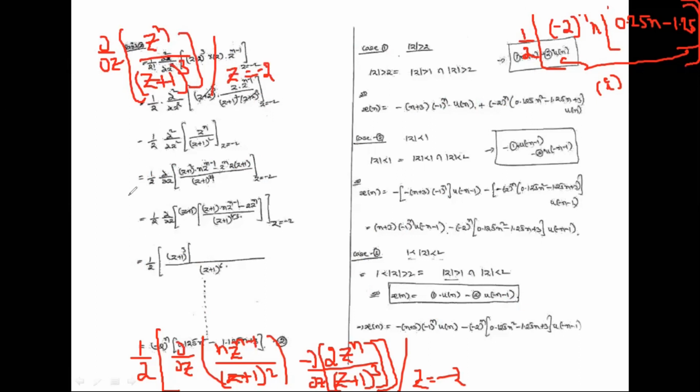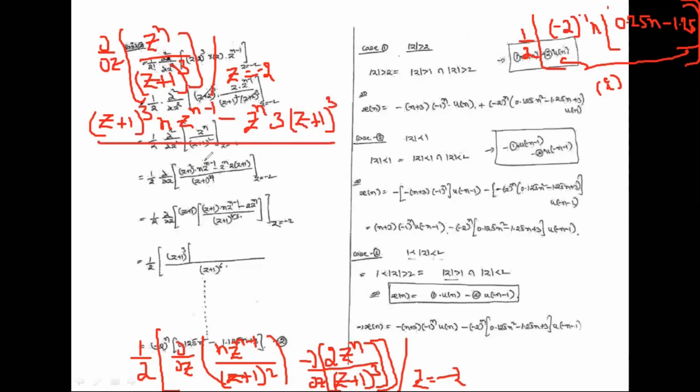So now we can apply the u by v rule. Take the (z+1)^3 and n into z^(n-1) minus z^n and 3 into (z+1)^2, whole divided by (z+1)^6, at z equal to minus 2.